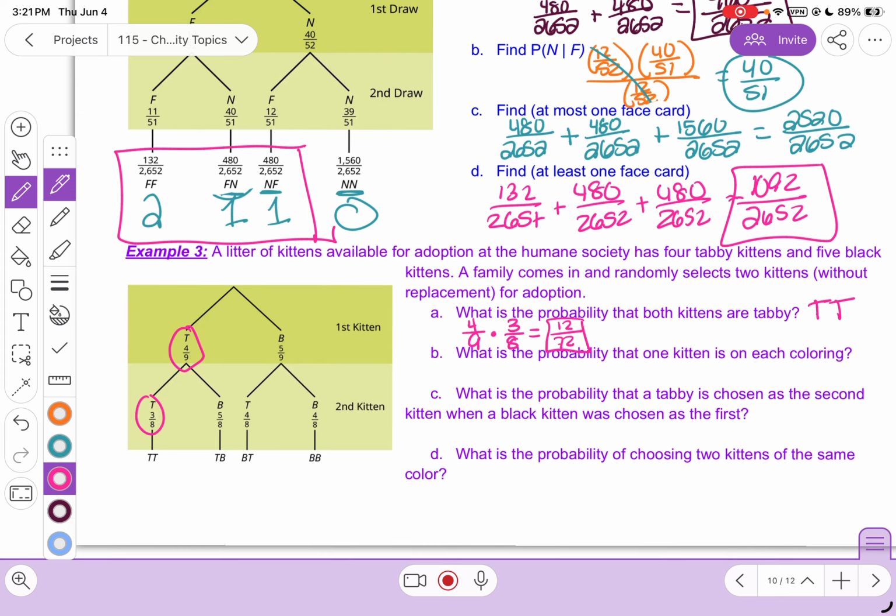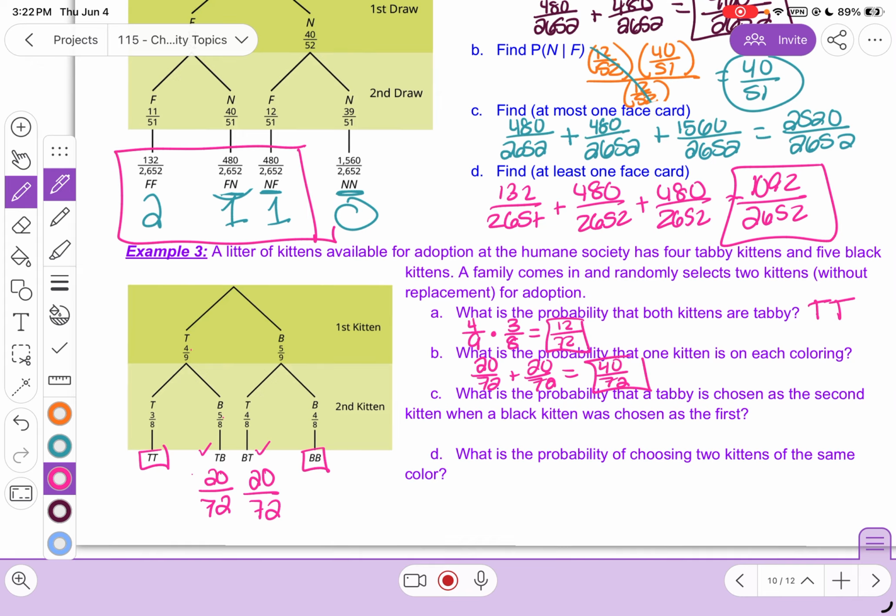What is the probability that one kitten is each coloring? So tabby, tabby's the same. That's not helpful. Tabby, black, those are different. Black, tabby, those are different. Black, black, not helpful. So tabby, black would be 4/9 times 5/8. 4 times 5 is 20. 9 times 8 is 72. Black, tabby, 5 times 4 is 20, and 9 times 8 is 72. So we have tabby black or black tabby. So 40 out of 72.